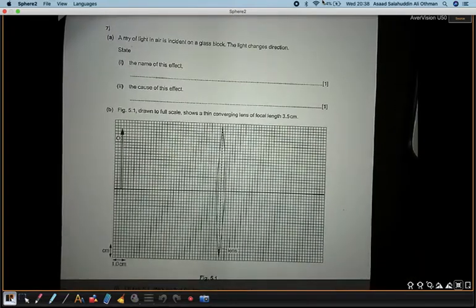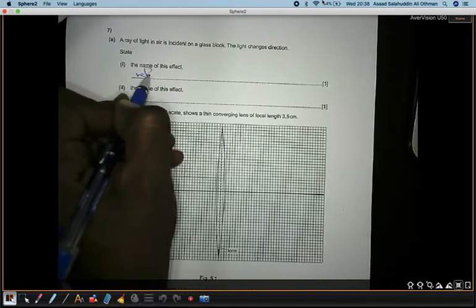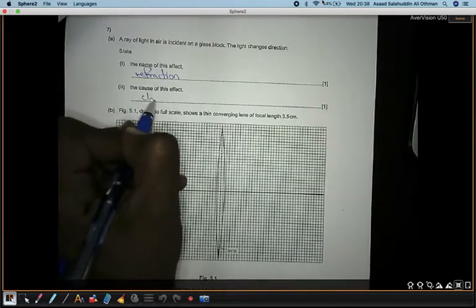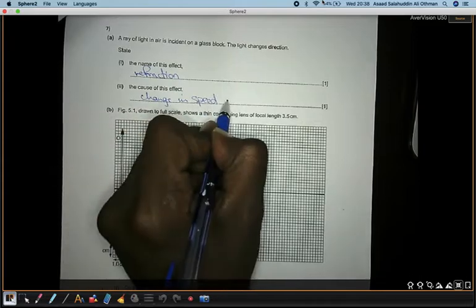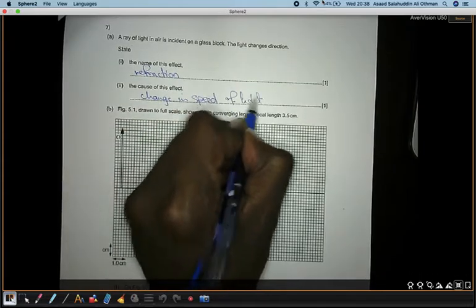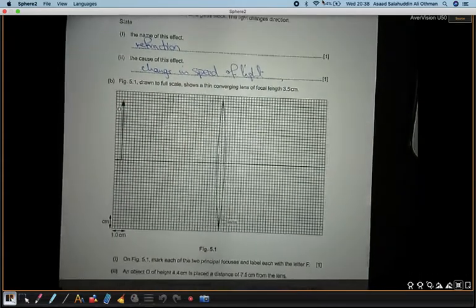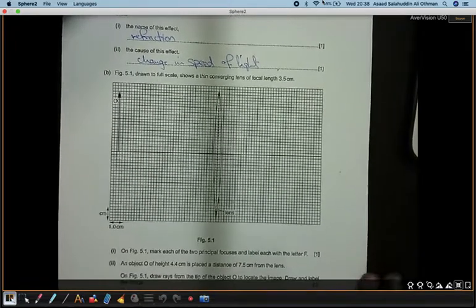Okay, question number 7. A ray of light in air is incident on a glass block. The light changes direction. State the name of this effect. Refraction. The cause of this effect: change in speed of light. Okay? Going to this, again, we're going to turn this off because we can actually see clearer like that.